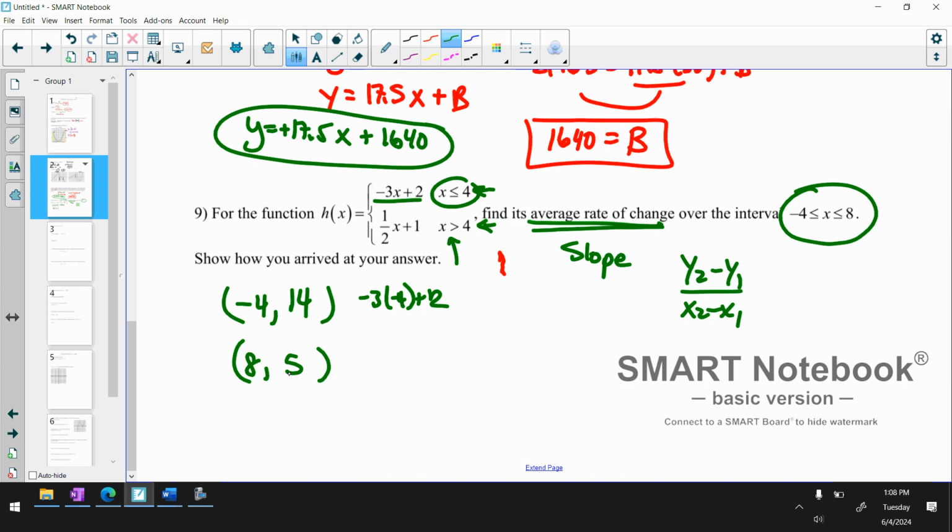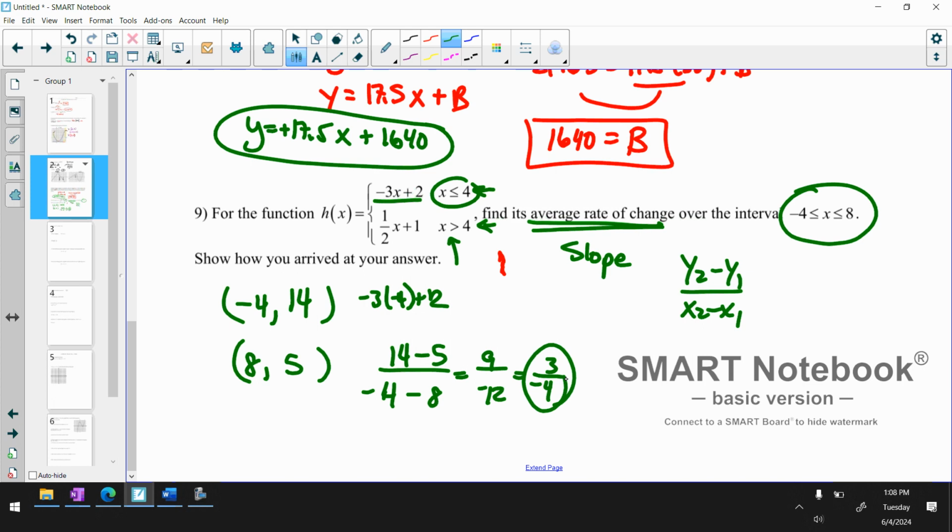I'm now going to take the average rate of change, aka the slope. So I'm going to go 14 minus 5 over negative 4 minus 8. 14 minus 5 is 9. Negative 4 minus 8 is negative 12, which reduces to negative 3 over 4. That is the average rate of change, aka slope.